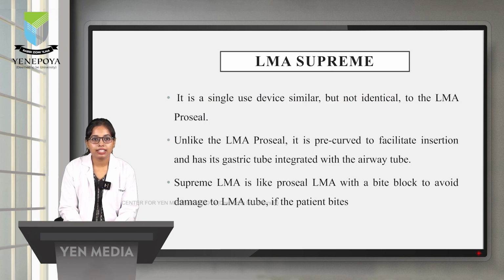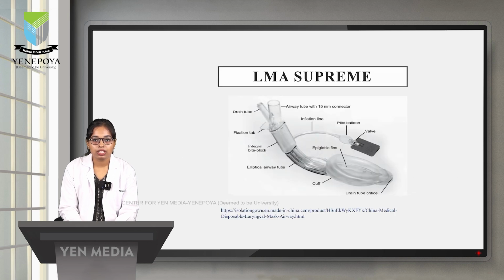LMA Supreme. It is a single use device similar but not identical to the LMA ProSeal. Unlike the LMA ProSeal, it is pre-curved to facilitate insertion, and it has a gastric tube integrated with the airway tube. The Supreme LMA is like a ProSeal LMA with a bite block to avoid damage to the LMA tube if the patient bites. So this is how the LMA Supreme looks with a feature called curvature.